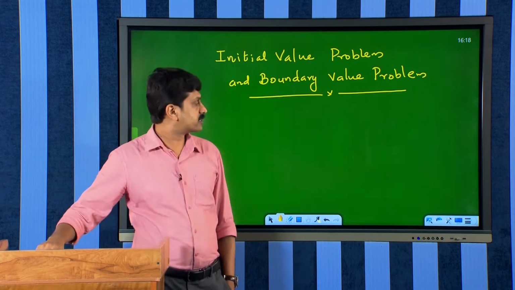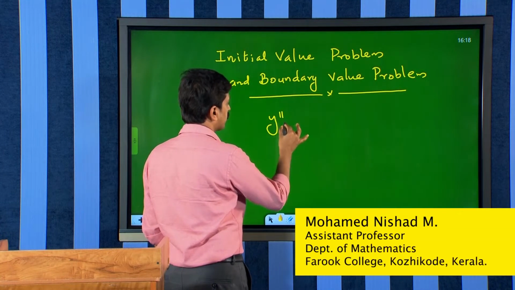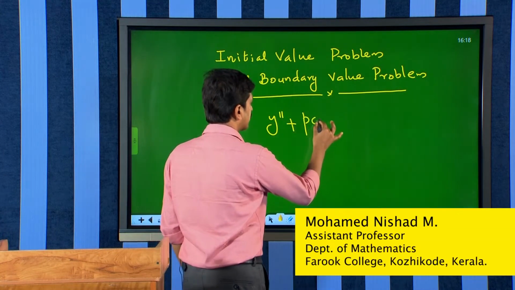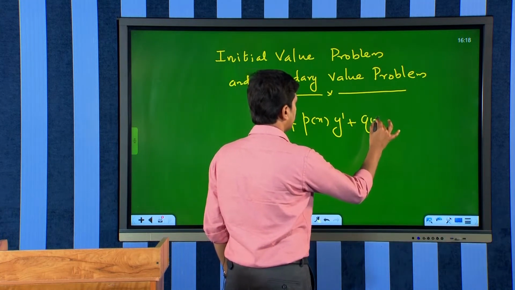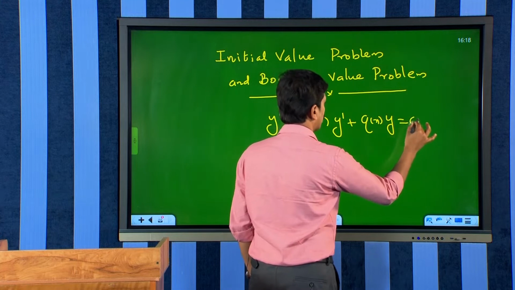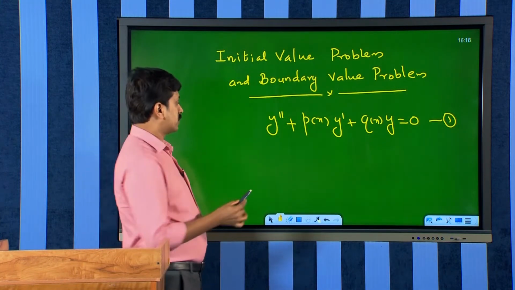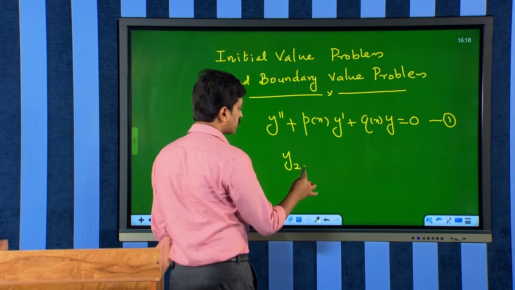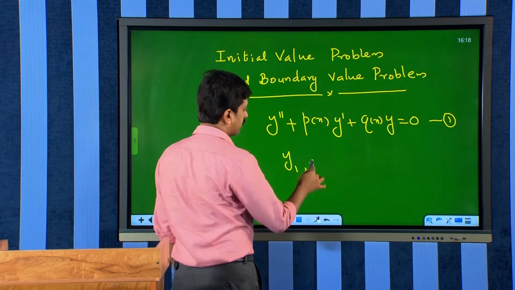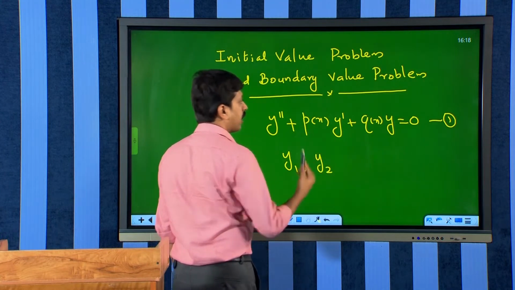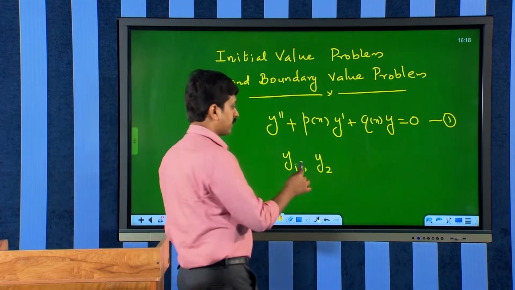In the last session, we discussed the homogeneous second order linear differential equation y double dash plus p of x y dash plus q of x y is equal to 0. Here we may find two linearly independent solutions, y1 and y2, of equation number 1, this homogeneous linear second order differential equation.